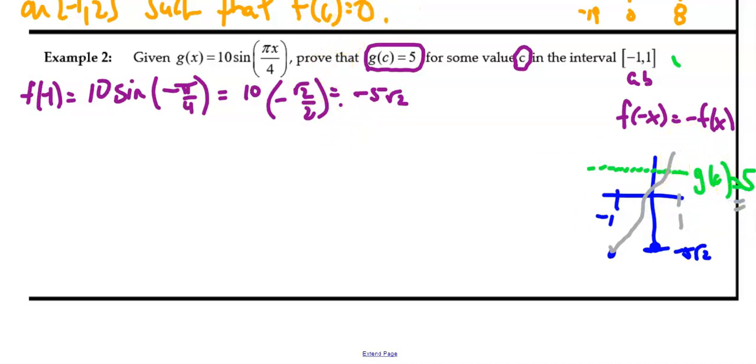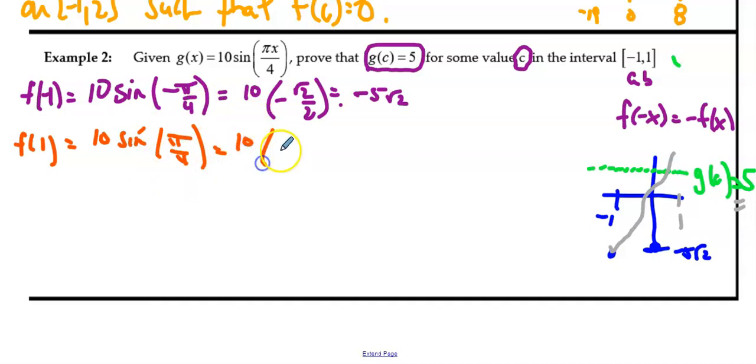And that's another little trick that I want to share with you guys for this problem. So f of 1 is going to be equal to 10 sine of pi over 4. Well, that's awesome. We love the first quadrant. I hope you guys do. It's pretty easy, right? So it's just 10 times the square root of 2 over 2. And that's just going to be equal to 5 square roots of 2. And that is bigger than 5, so we're pretty good here. So then we're at 5 square roots of 2. So we've justified our means here that one of them is above 5 and one of them is below 5.